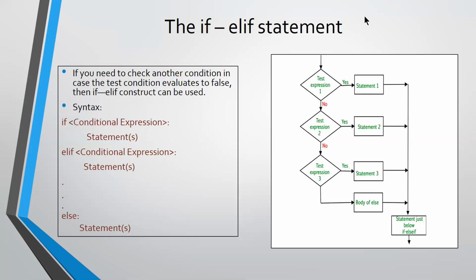So look at the flow chart that is given here. Here I am having test expression 1. If this test expression is evaluated to true, it will execute the statement, and it will not execute the next statement at all. The next condition will not even be reached, because the first condition was satisfied, so it will execute the statement and then immediately come out of the if control structure.